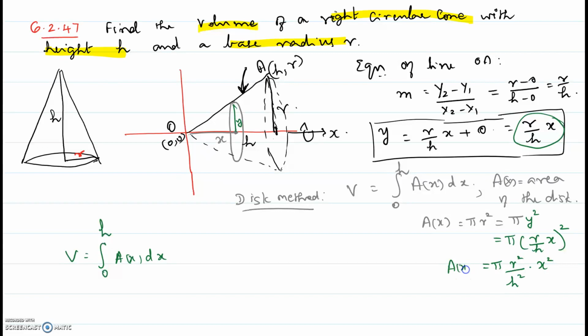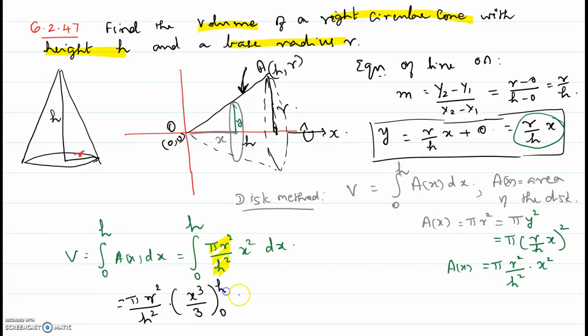That is the area of the disk. So we will substitute that in the integral like that. It's pi r squared over h squared x squared dx. If you notice here, pi r squared over h squared is a constant that can be pulled out of the integral sign. We are left with just x squared. We are going to integrate that, which is x cubed over 3, from 0 to h.